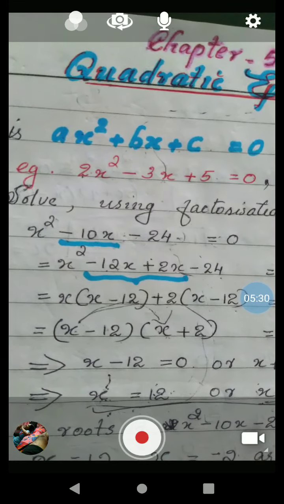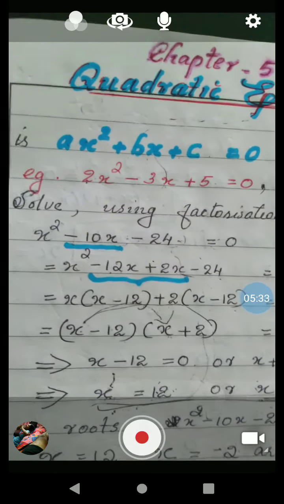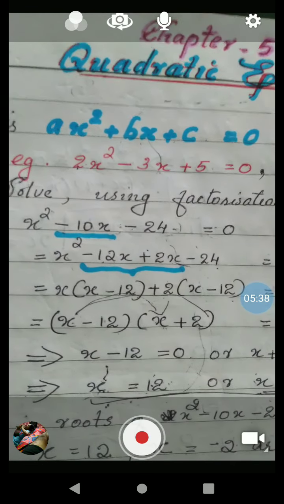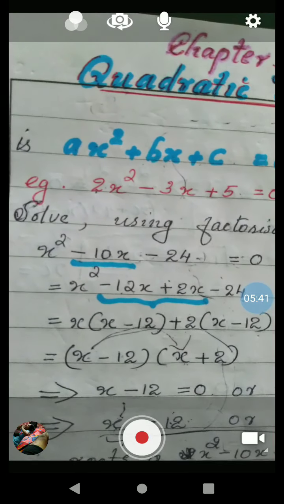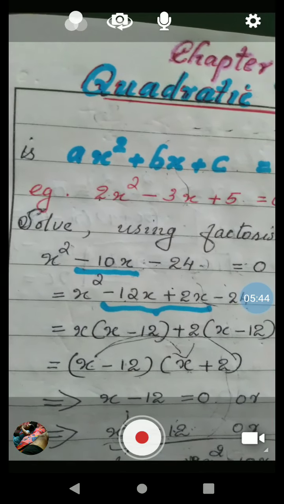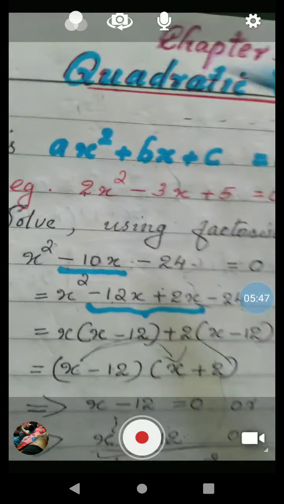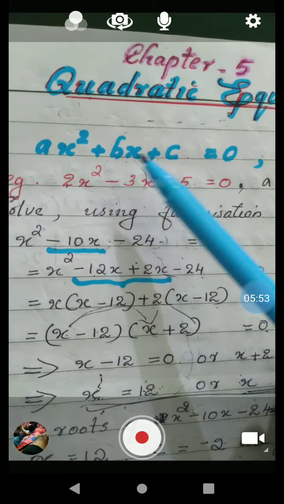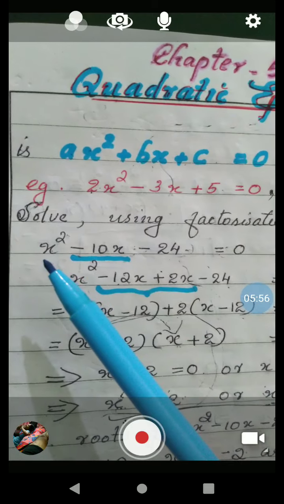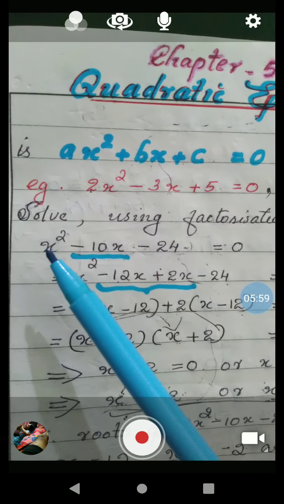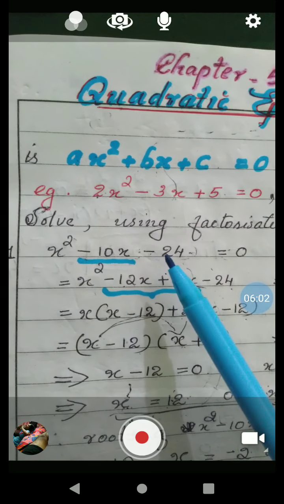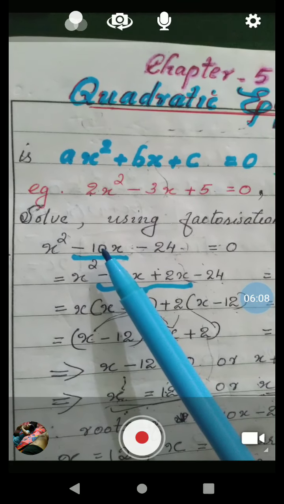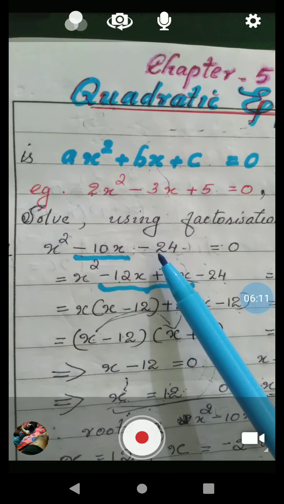You can see the product and sum method. Okay. Anyway, if you get a question, you have to arrange, or express, the given expression in this form. That is very important. In this form, ax square plus bx plus c equal to 0. Here, this expression is the same form. Here a is equal to 1, b is equal to minus 10 and c is equal to minus 24. Okay, same form.